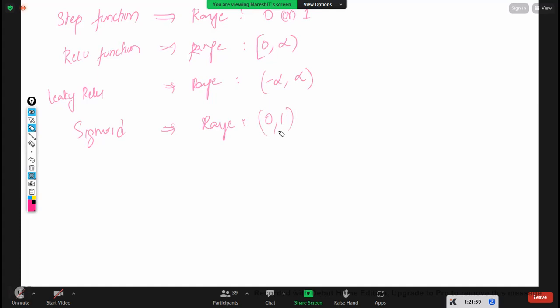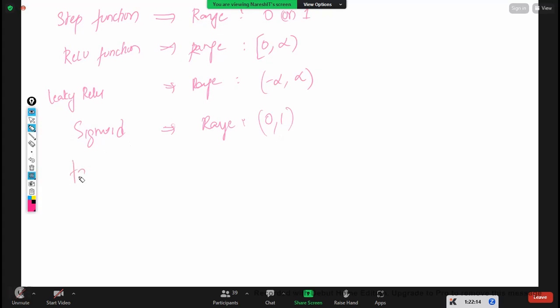0 is also not possible, right? E to the power of Z cannot be 0. For it to be 0, E to the power of infinity would be needed, and infinite values will not be there. So sigmoid is going to be 0 to 1.